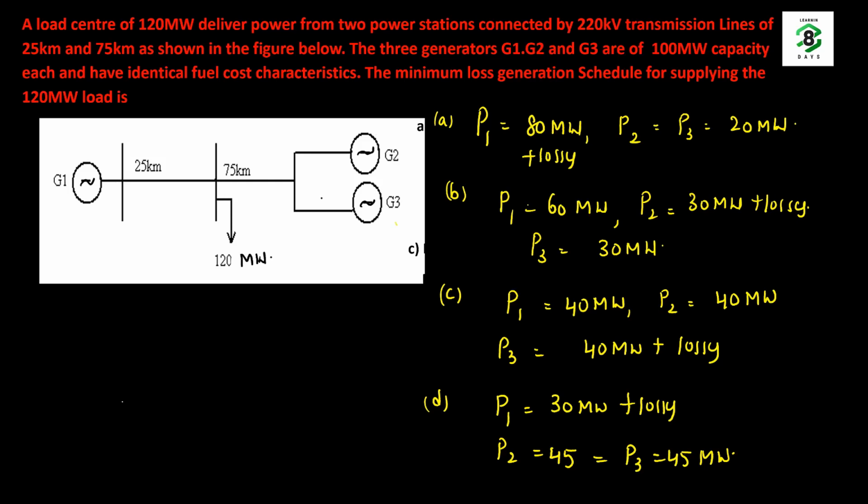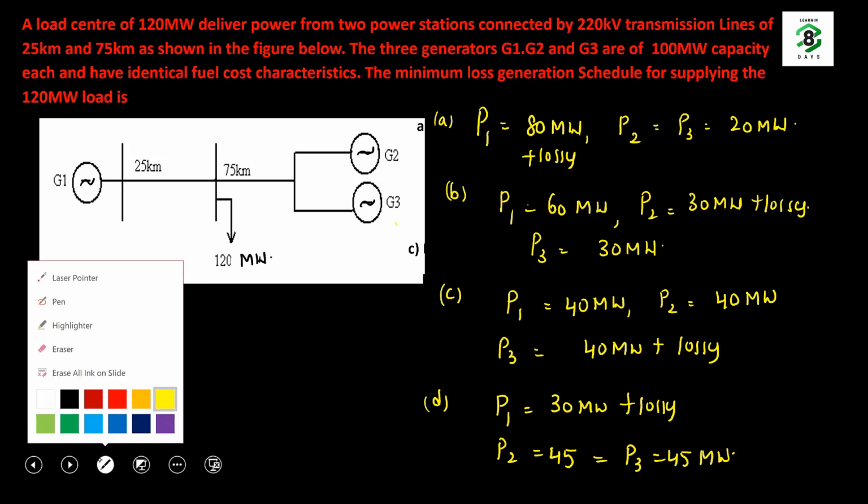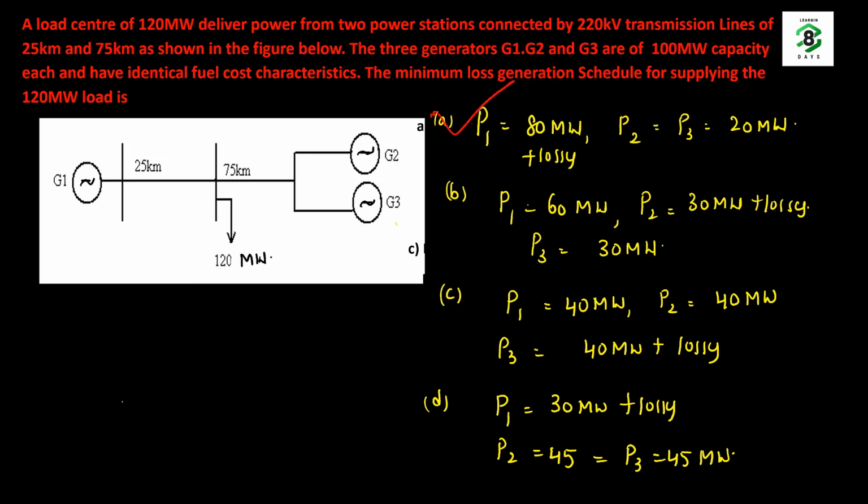When you look at all the options, blindly you can put option A as the right option. Understand? Common sense. G2 and G3 should supply the same amount of power because they are located at the same distance, their fuel cost characteristics are the same, and the capacities of the generators are also the same. So they should supply the same power. Since G1 is located closer, it should supply more.